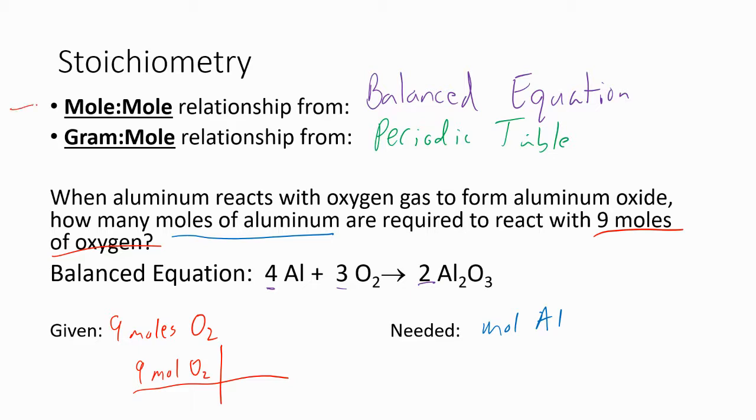Well, mole to mole comes from the balanced equation. So I need this 3 for the oxygen, and I need this 4 for the aluminum, because that's where I'm going. And that's it. Moles cancels. Moles is what I needed, so I'm stopped right there, and I get 12, right? So 3 into 9 is 3, 3 times 4 is 12. So that's 12 moles of aluminum. Done and done.